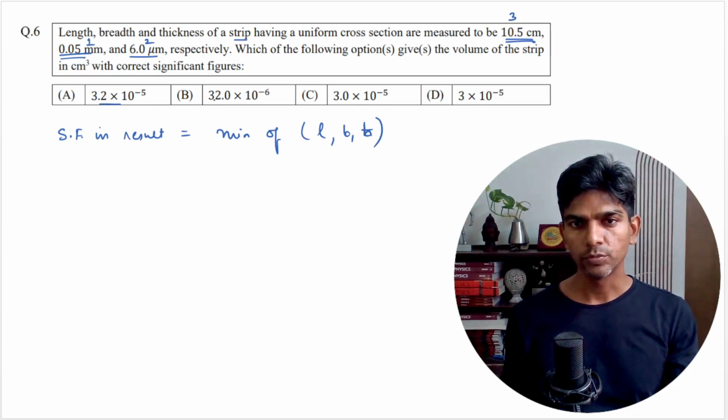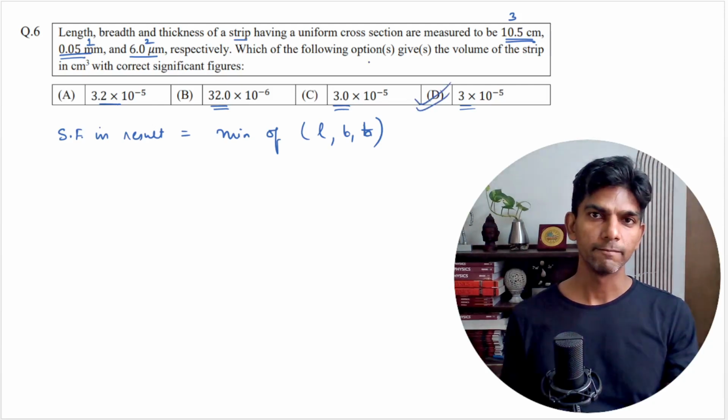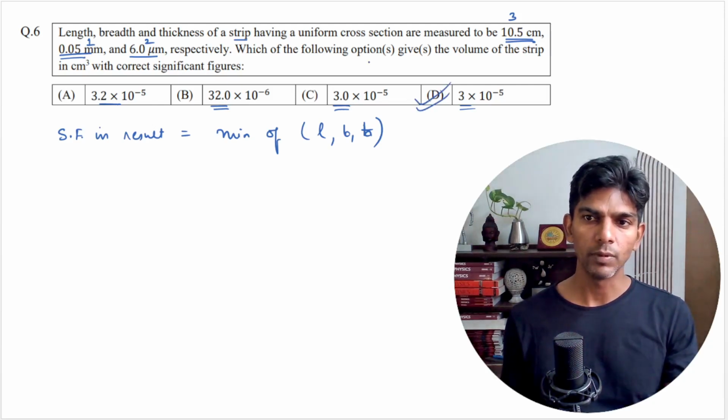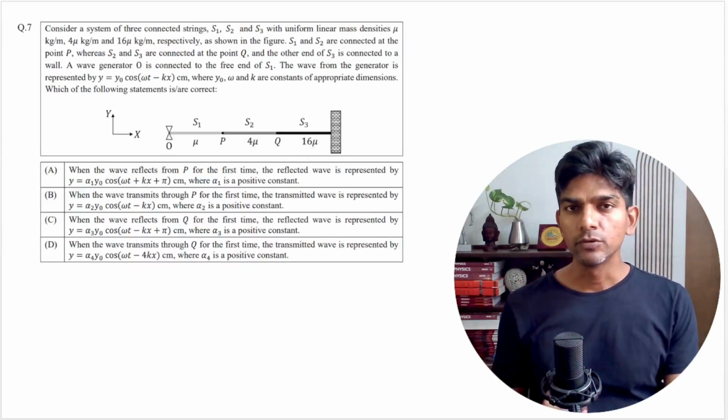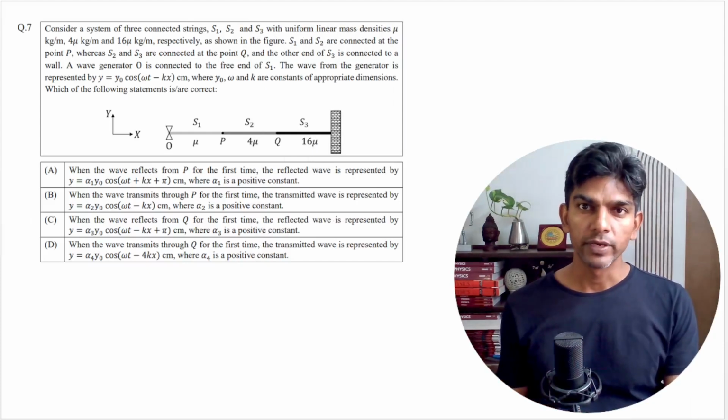So if you look at the options, one has 2 significant figures, one has 3, one has 2, and one has 1. So option D should be the answer. So without any actual calculation, you can mark option D as the correct answer. Now this is question 7 of JEE Advanced 2025 paper 1.